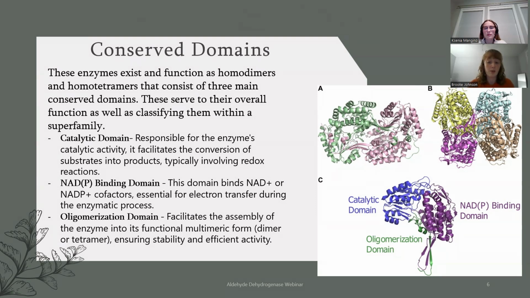The NADP binding domain, which binds NAD plus or NADP plus cofactors essential for electron transfer during the enzymatic process. And the final one is the oligomerization domain. This facilitates the assembly of the enzyme into its functional multimeric form, whether it's the dimer or the tetramer, ensuring stability and efficient activity.